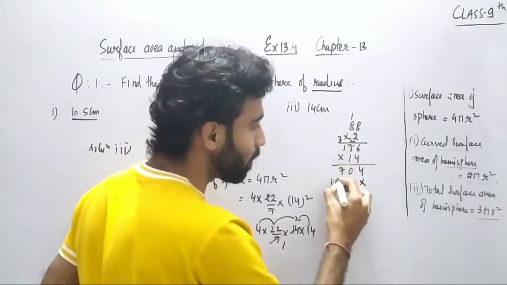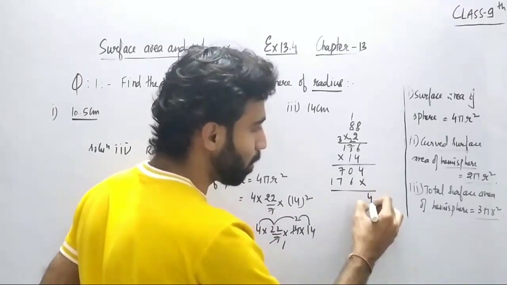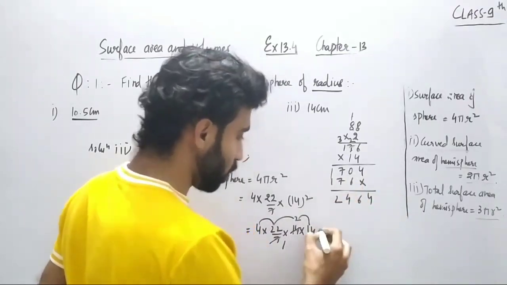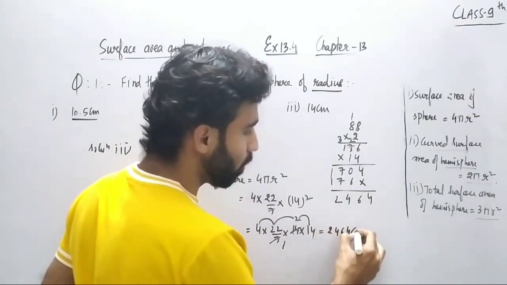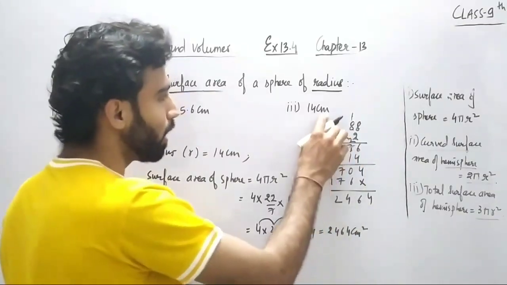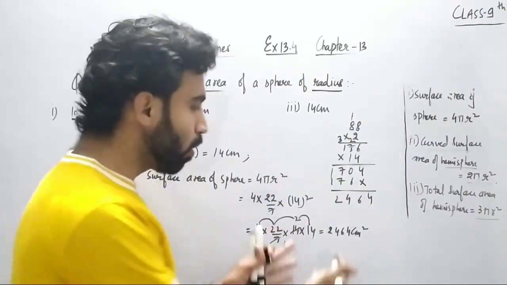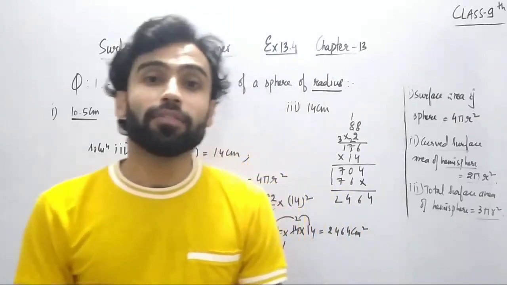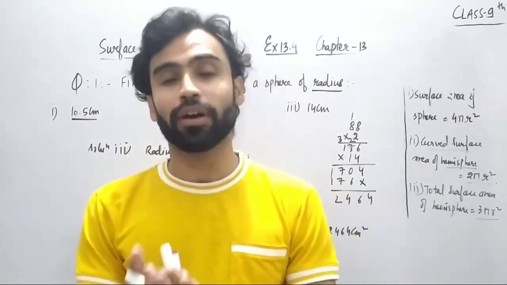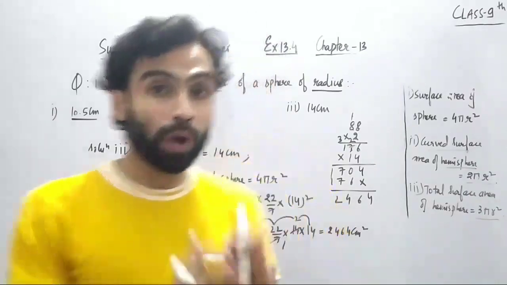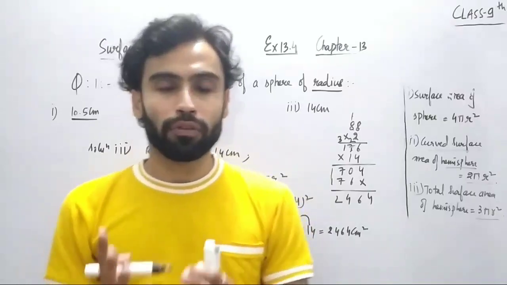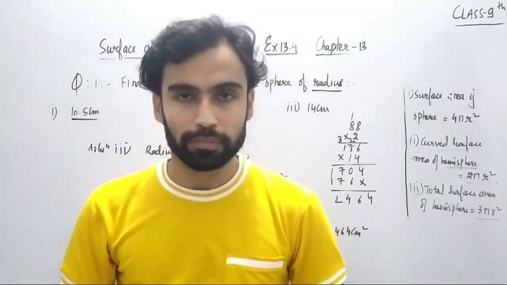Now 1 into 176 will be 176. So let me add them. So 7 plus 7 is 14, 1 carry, that will be 2. So here we have got the surface area as 2464 centimeters square because the radius was given in centimeters, right? So you can see this is how you have seen the 3 parts of the first question in which we have to simply calculate the surface area of the sphere when the radius is given, right? So that was all in the first part of this exercise.